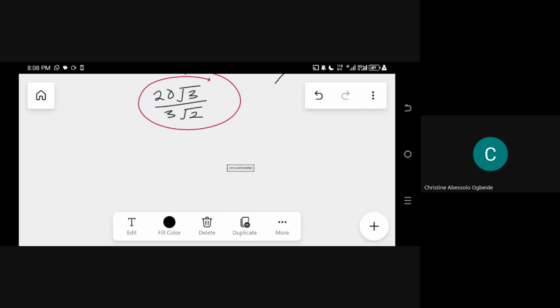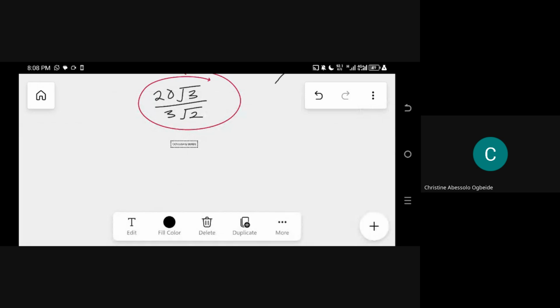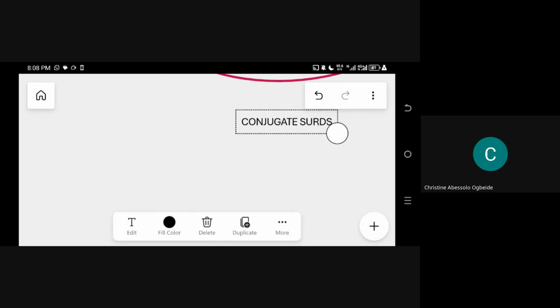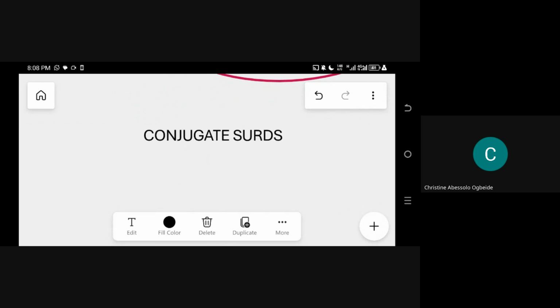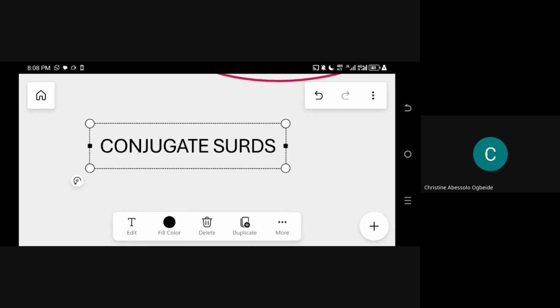Christine, under which exam body is your GCSE? Edexcel. Okay, Edexcel. All right. The patterns of questions are the same with AQA.